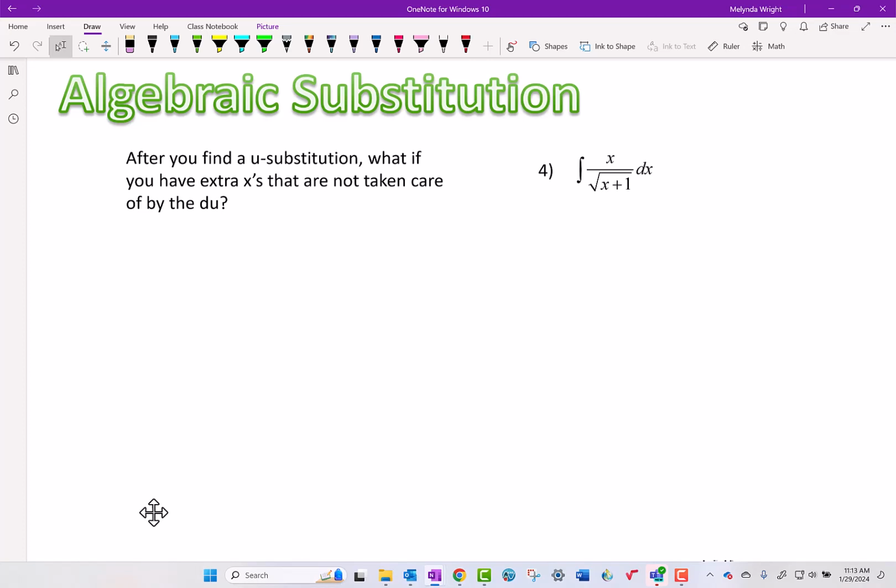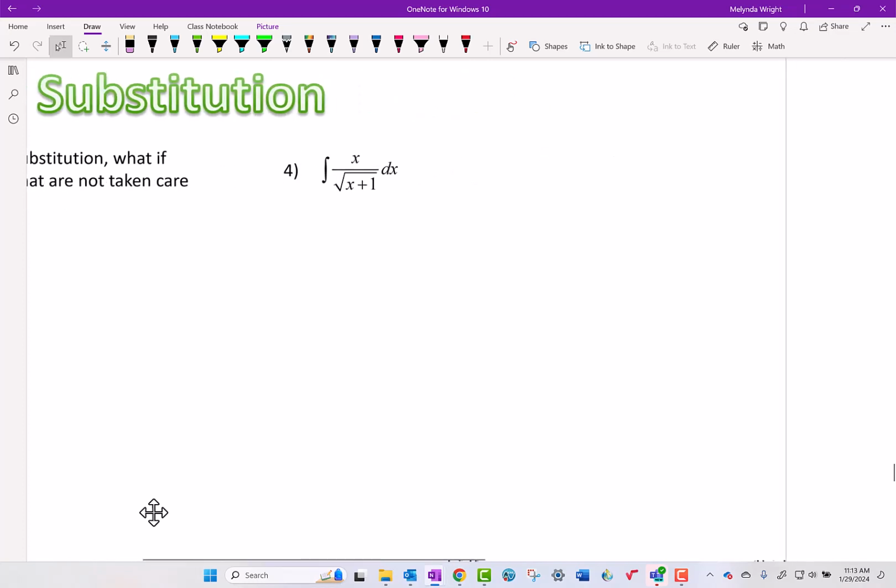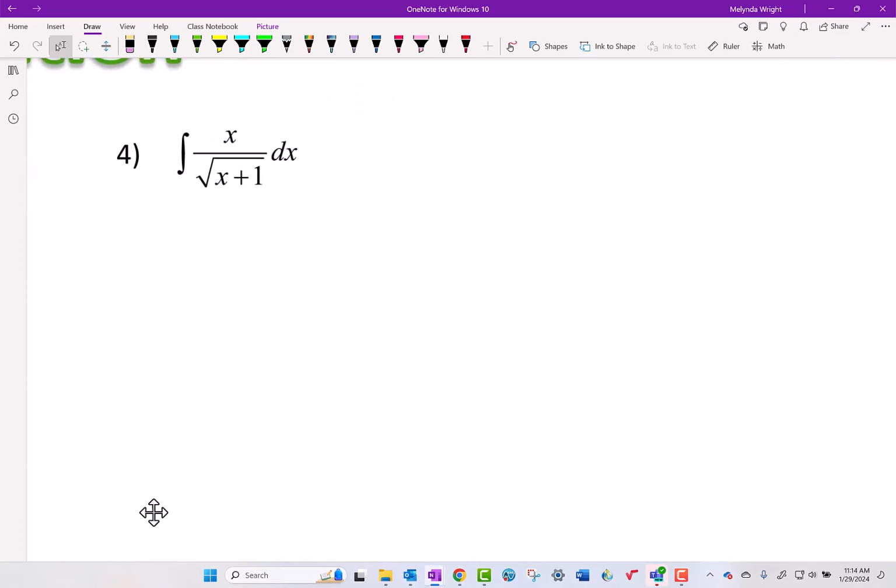All right, so let's focus on this problem. As we look at this, what do we think u is going to be? x plus 1. u is definitely x plus 1. So let's write that out. So u is x plus 1, du is dx. So we've got this part turned into u, and this part turned into du. I'll just put little notes by it. This is going to be a u, and that's going to be a du.